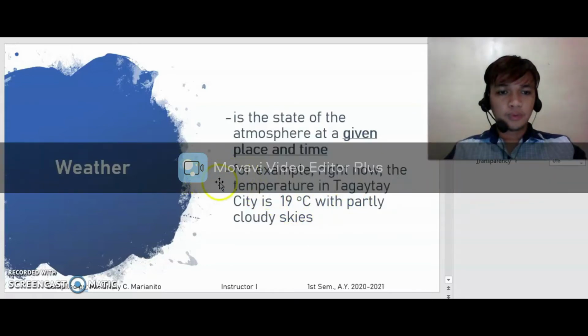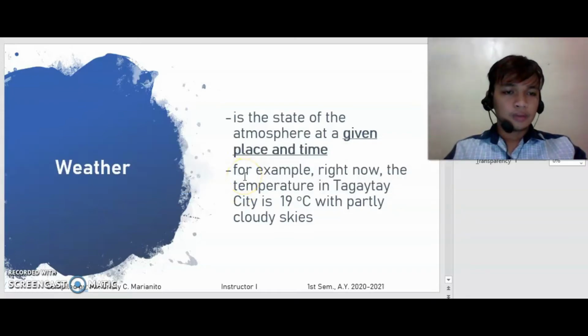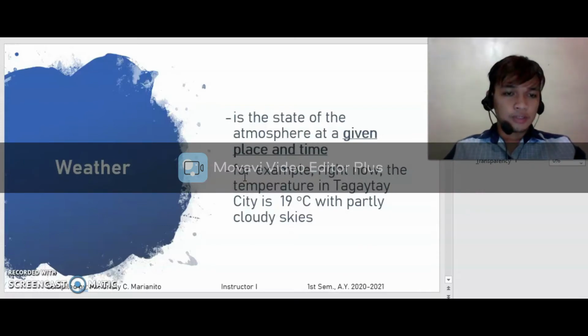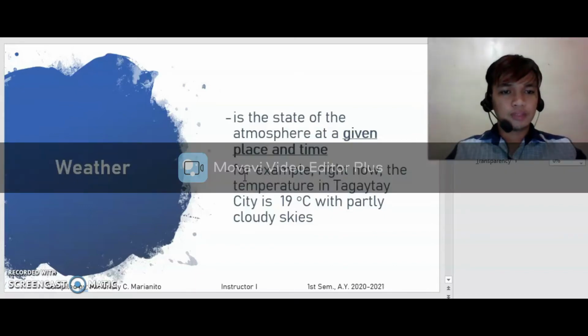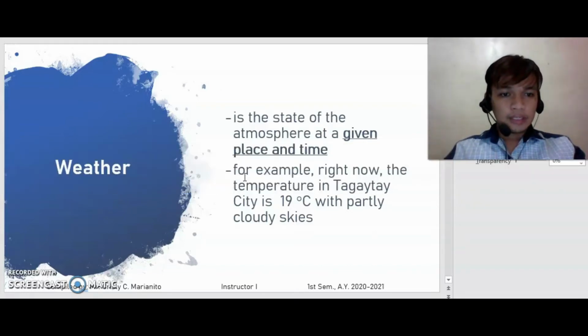So if I ask you, what is your weather in your place right now? Maybe you will look at your window or any opening in your room, and then you will just look at the condition of the sky, what is the temperature, what is the room temperature inside your place? Or you're just looking at how are the trees and plants around you? Are they moving? If they are moving, like they are shaking, that means the wind is fast. Or if they are not moving, you can tell that there's no moving wind at all.